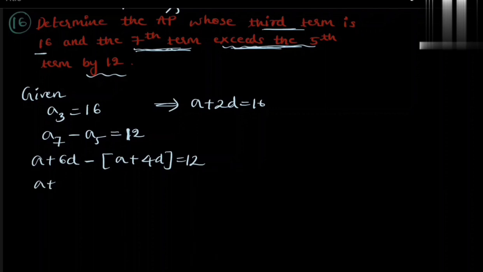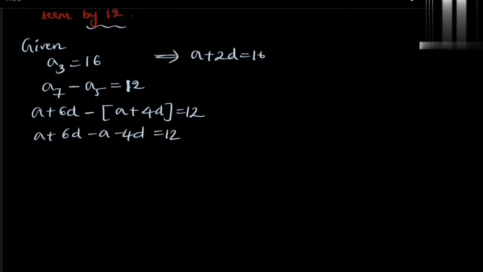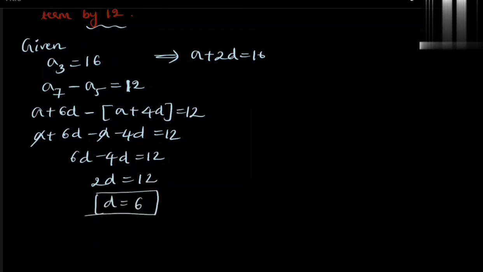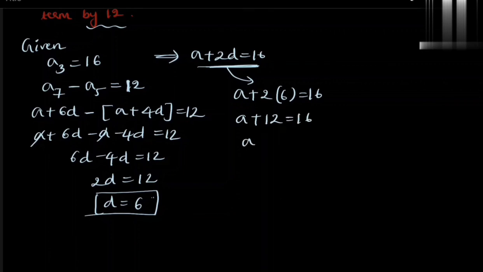So remove the brackets here: A plus 6D minus A minus 4D is equal to 12. So here A gets cancelled. So remaining 6D minus 4D is equal to 12, that is 2D is equal to 12. So D is equal to 12 by 2 means 6. So here the common difference D is 6. Substituting the common difference into the A3 equation, therefore A plus 2 into D, that is 6, is equal to 16. So A plus 6 2s are 12 is equal to 16. A is equal to 16 minus 12, that becomes A is equal to 4. Therefore here the first term is 4 and the common difference is 6.